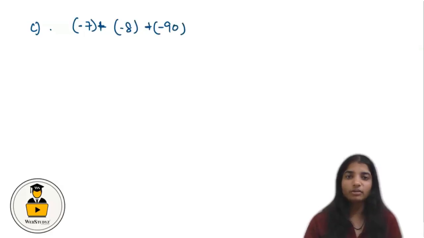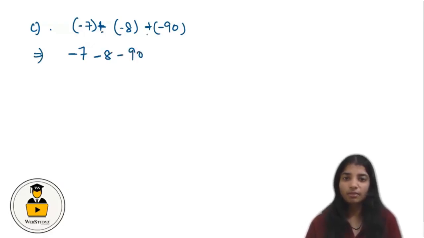Part C is minus 7 plus minus of 8 plus minus of 90. We are going to solve this. In order to solve this, first open the brackets. This is equal to minus 7. As we just discussed above, plus and minus become minus, so this is minus 8. Again plus and minus become minus, so this is equal to minus 90.